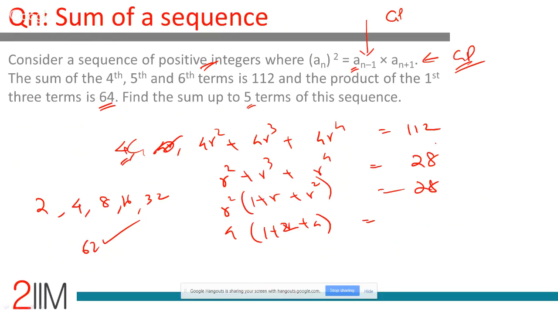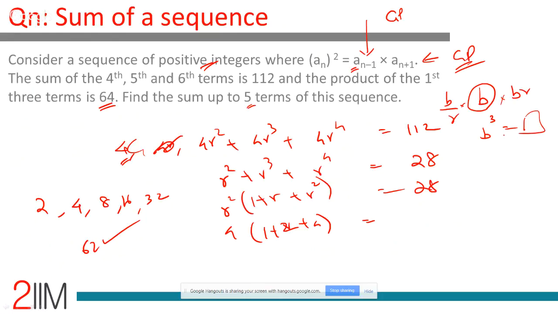Right? How do we think about it? The sequence could be b by r before it, br after it. B by r into br is b square. So if you have three terms in GP, the cube of the middle term is the product. The r will disappear. So if you know the product of three terms, you know the middle term.